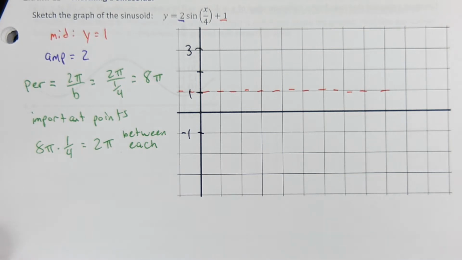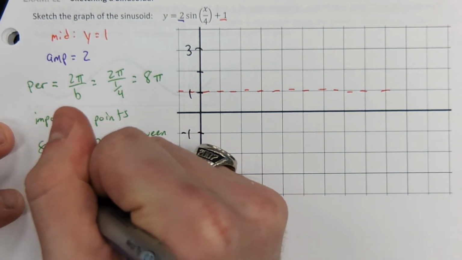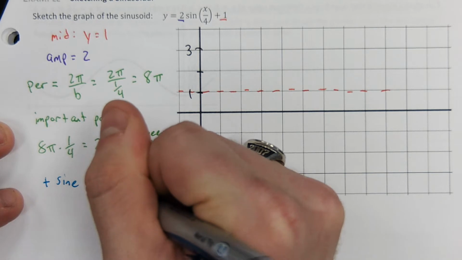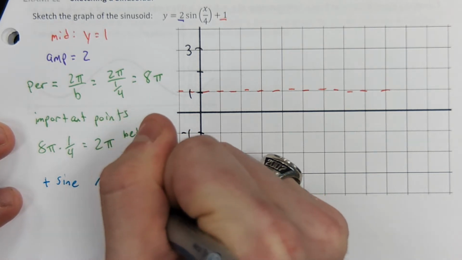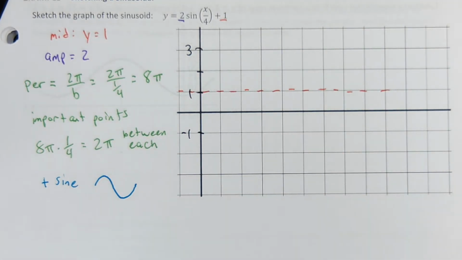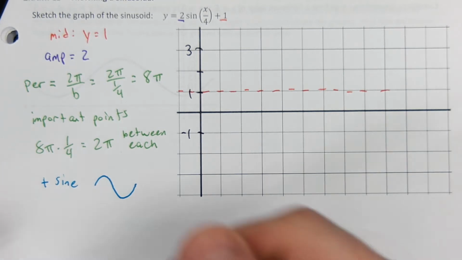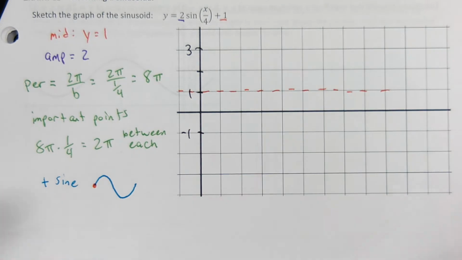Because a positive sine wave should be shaped like this. It should start at its midline and go up. And both the sine and cosine parent functions begin on the y-axis. So this point right here will be on the y-axis because there was no phase shift.